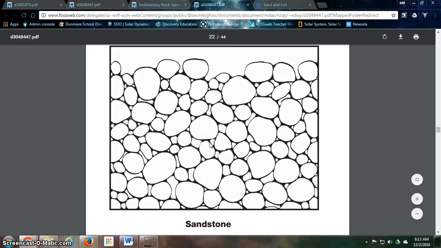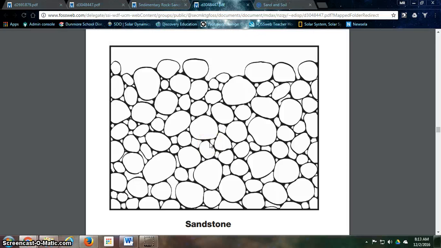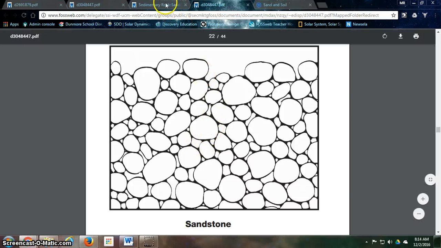And I pointed out in class, and we'll keep reiterating, when we looked at the pieces of sandstone under a magnifying glass, we can tell that it just looks like pieces of sand pressed together, because that's what sandstone literally is, pieces of sand pressed together.